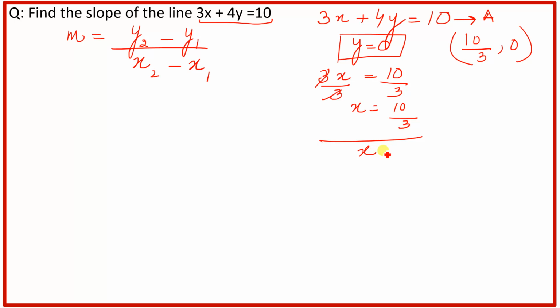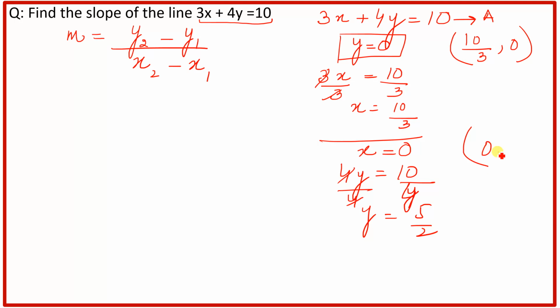Second is, suppose if I say put x is equal to 0 in A. So this will be 0 and then 4y is equal to 10, or y is equal to, sorry, it will be 4y is equal to 10, so y is equal to 5 over 2. So our second solution set will be 0 and 5 over 2. Always keep in mind, write down the x coordinate first. So 0 and 5 over 2.